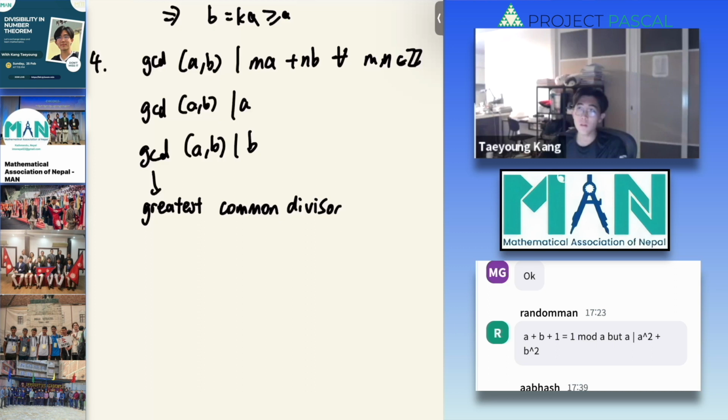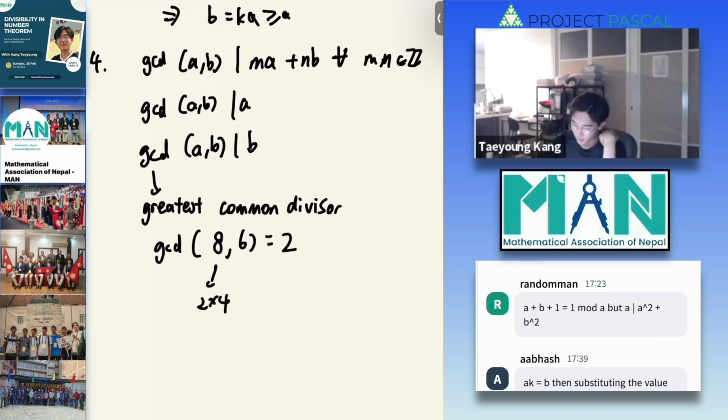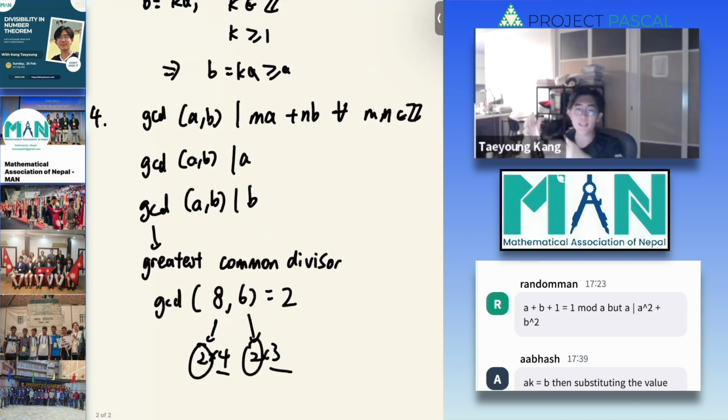For example, the GCD of 8 and 6 is 2. It's basically the largest divisor that divides both numbers a and b. So this is 2 times 4, and this is 2 times 3, and 4 and 3 don't share any common factors, so the GCD is 2. This is basically a summary of the main ideas that we will use in divisibility questions in number theory. Okay, so let's move on to going through the problems that we have today.